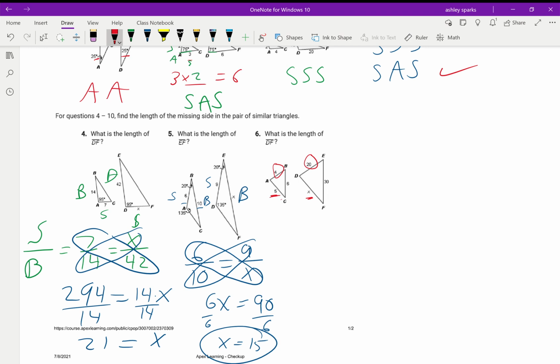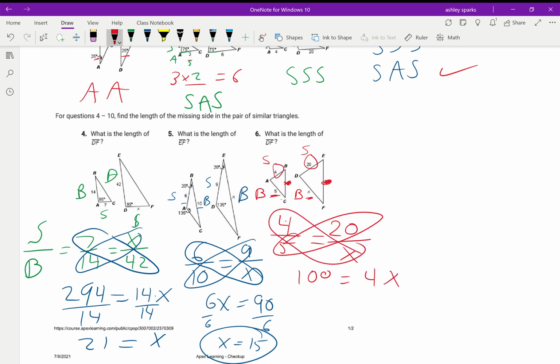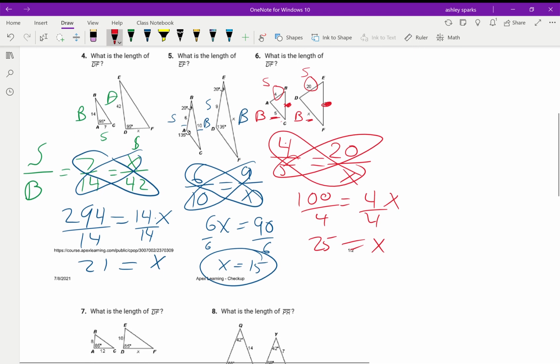So 4 is my small. I'm going to ignore this last side. And 5 is my big here. So 4 over 5 will equal, again, my small is the 20, and x looks to be my bigger side. So I'm going to get 20 over x. And then we got some cross multiplication to do. 5 times 20 is 100, and we get 4x. Divide by 4, and x will end up equaling 25. So if you have all 3 sides given to you, just pick the sides that you really don't want to use. You only need 2.